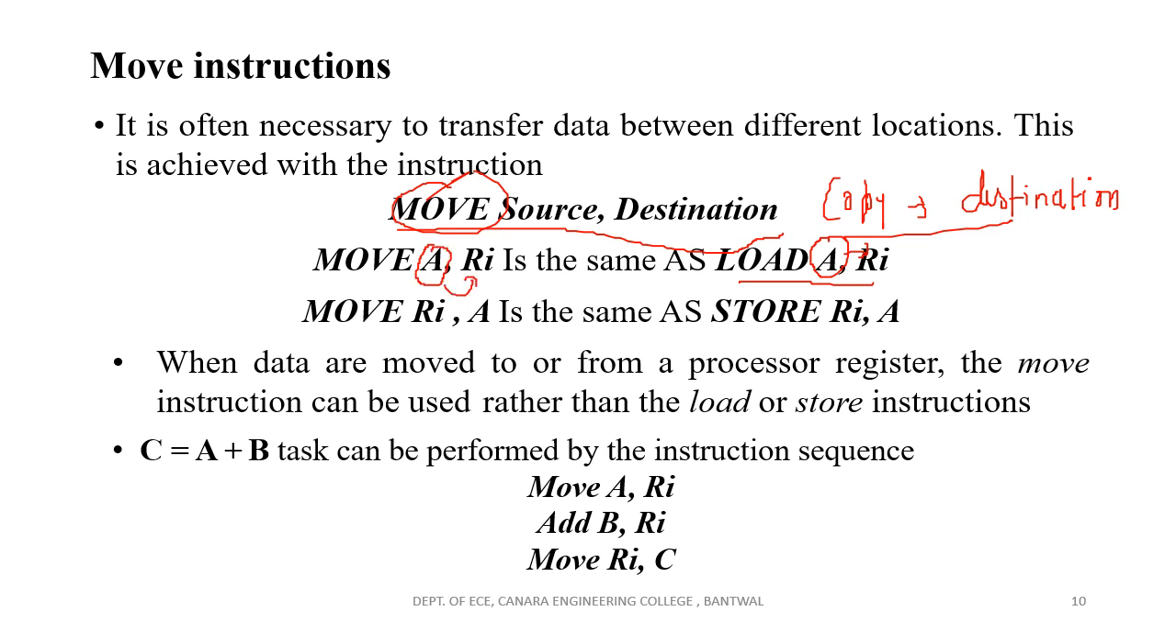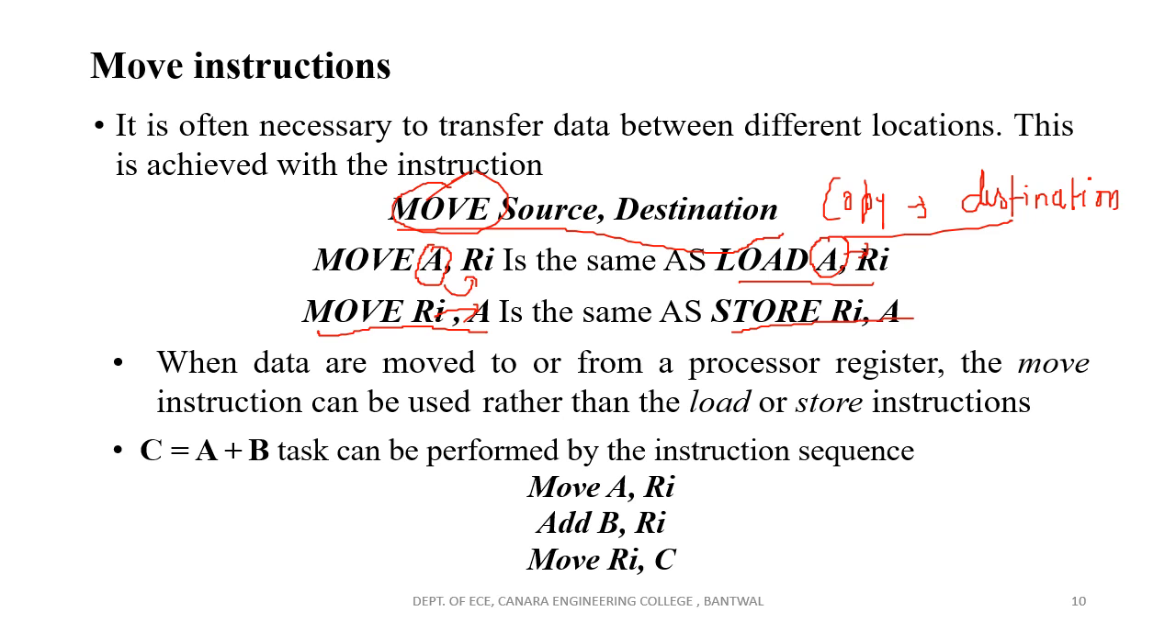Similarly, if you have the instruction store Ri, A, the same task can be performed using move Ri, A. The content of Ri is copied to A. When data are moved to and from the processor, the move instruction can be used rather than the load or store instructions. Load and store instructions also transfer the data, but they take a larger machine cycle as compared to the move instruction.